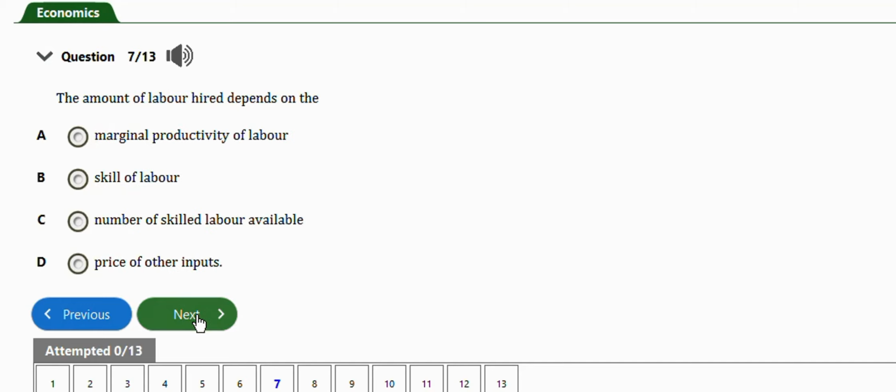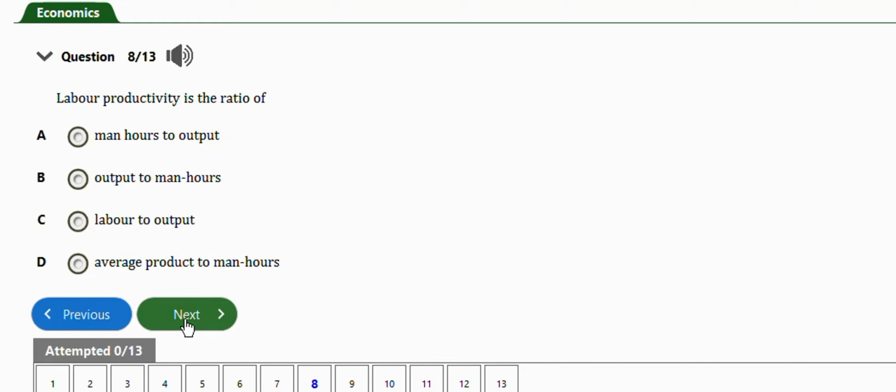Next question is this one. It says the amount of labor hired depends on the real marginal productivity of labor, scale of labor, number of skilled labor available, price of other inputs. The right answer is option A, marginal productivity of labor. Very important. Next question is this one. It says labor productivity is the ratio of real man hours to output, output to man hours, labor to output, average product to man hours. The right answer is option B, which is output to man hours.